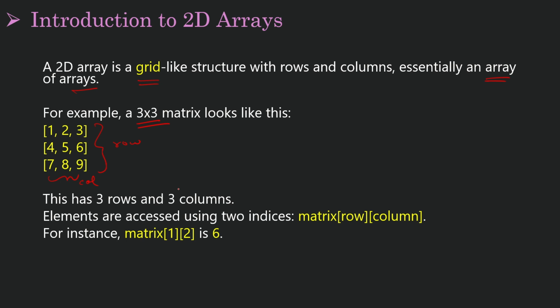Elements are accessed using 2 indices: matrix[row][column]. For instance, matrix[1][2] is 6. 2D arrays are used in matrices, game boards, image processing, and more. Key operations include accessing elements, iterating through rows and columns, and initializing the array. Let's move to the problems to see 2D arrays in action.